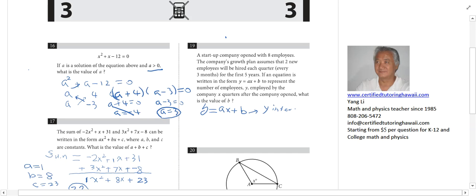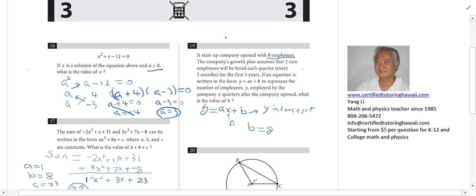The y-intercept means when x equals 0, at the beginning, right? So y equals the y-intercept, b. So b means how many employees the startup company has at the beginning when they open. So we know that b must equal 8. That's from the given information here.